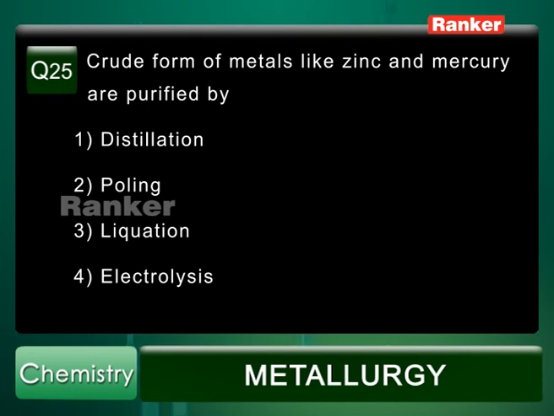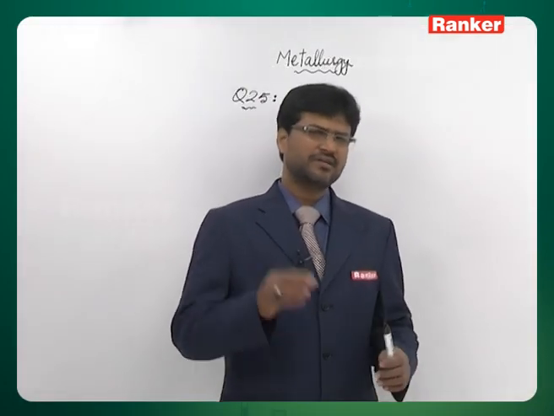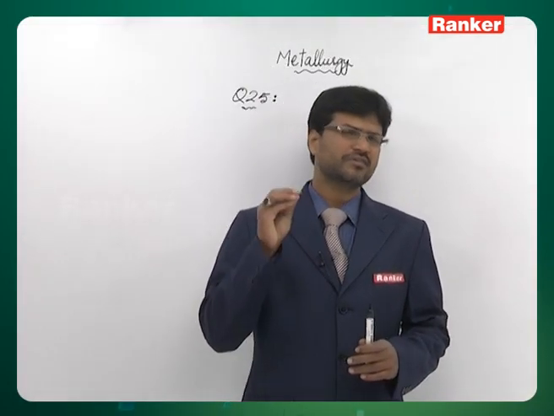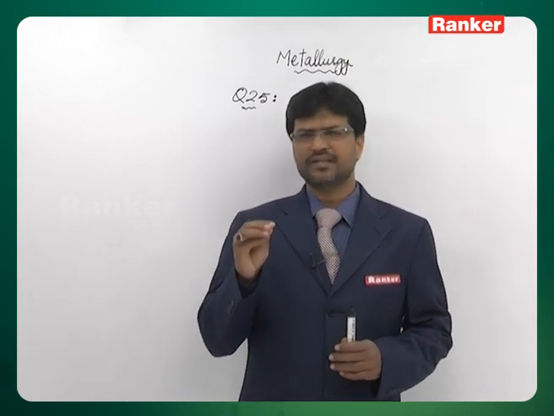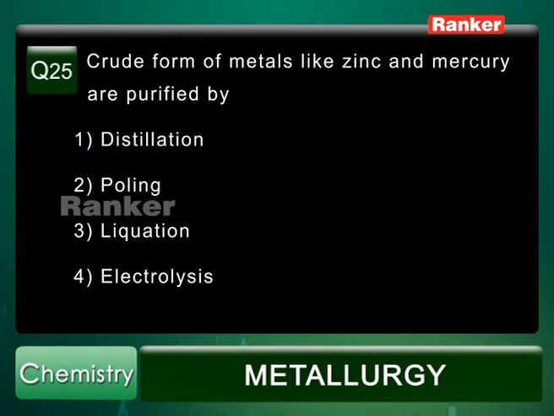Question number 25. Crude form of metals like zinc and mercury are purified by option 1 distillation, option 2 poling, option 3 liquation, and option 4 electrolysis. Zinc, cadmium and mercury have very low boiling points. Because their boiling points are very low, they can be purified by distillation. So the correct answer is option 1 distillation. The reason is low boiling point.